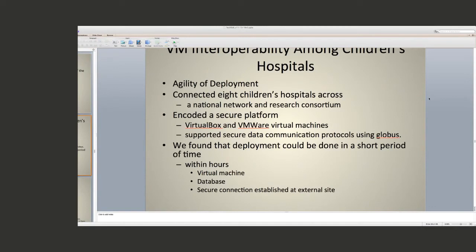An example of this was the VM interoperability among children's hospitals that I deployed, where it was an agile deployment where we connected 8 children's hospitals, a national network research consortium, using VirtualBox and VMware virtual machine systems, and supported secure data communication protocols using Globus, which is a technology for security. We found that the deployment could be done in a short period of time, within hours, establishing the virtual machines, databases, and secure connections for this deployment.